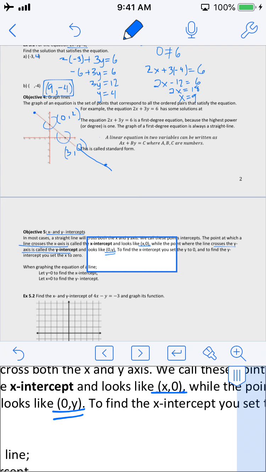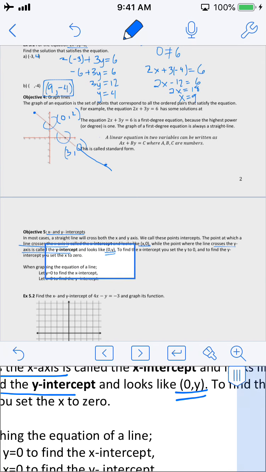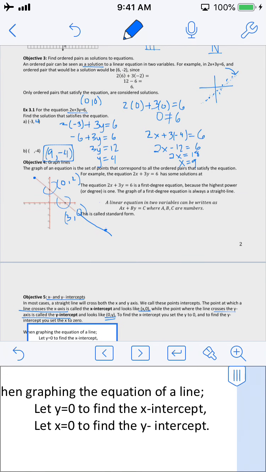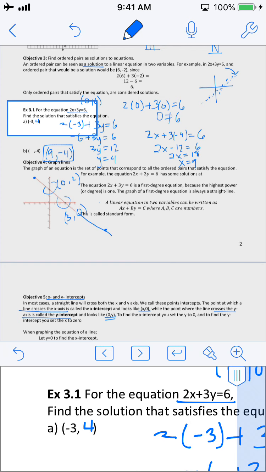So finding the x and y intercepts is a great idea because it can actually help you graph. They're probably the easiest ones to find. So we're going to find the x and y intercepts, we're basically going to apply the ideas of 3.1. Okay, the example 3.1 here, we have part of a solution, we're going to go find the other half.